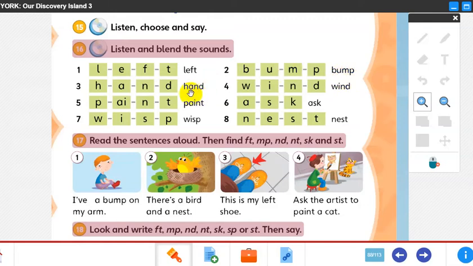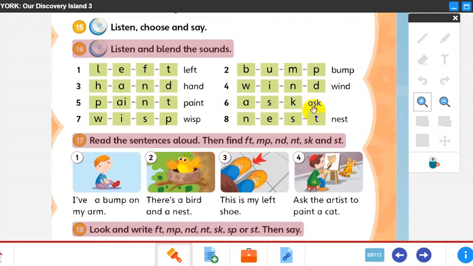Hand, of course, and the cluster here, n, d, nd, and here f, t, ft, and here m, p, mp. Here hand, and here the word wind. Wind is the natural movement of air. So all of you know the word paint. At the end of the word we have n, t, nt.